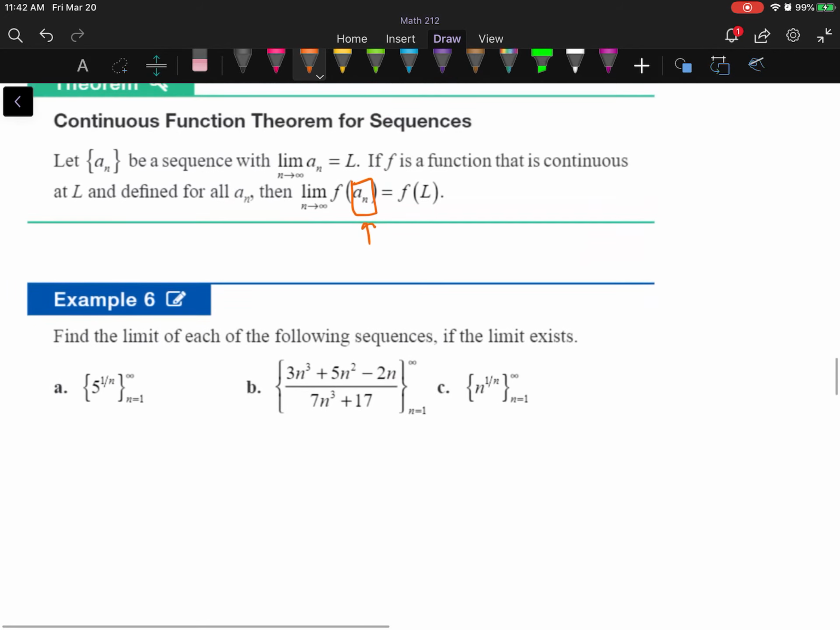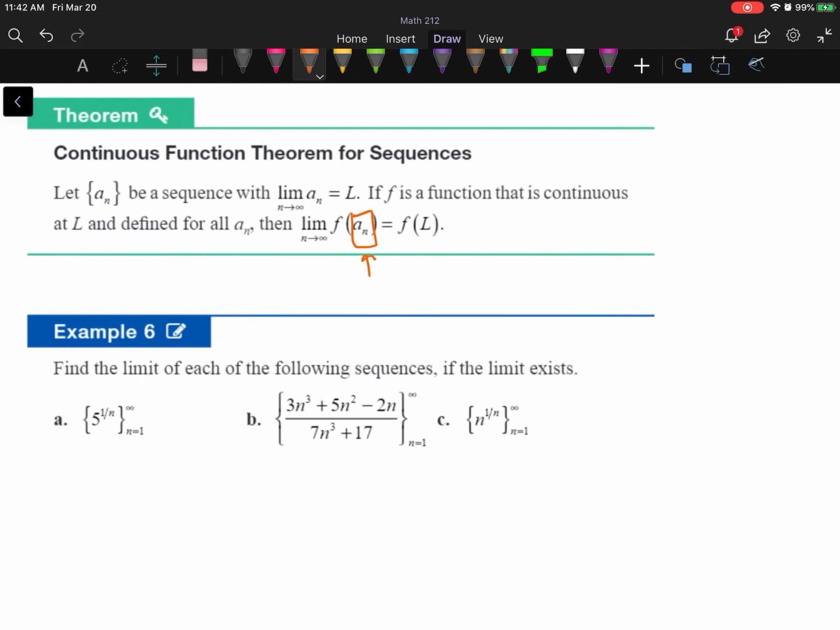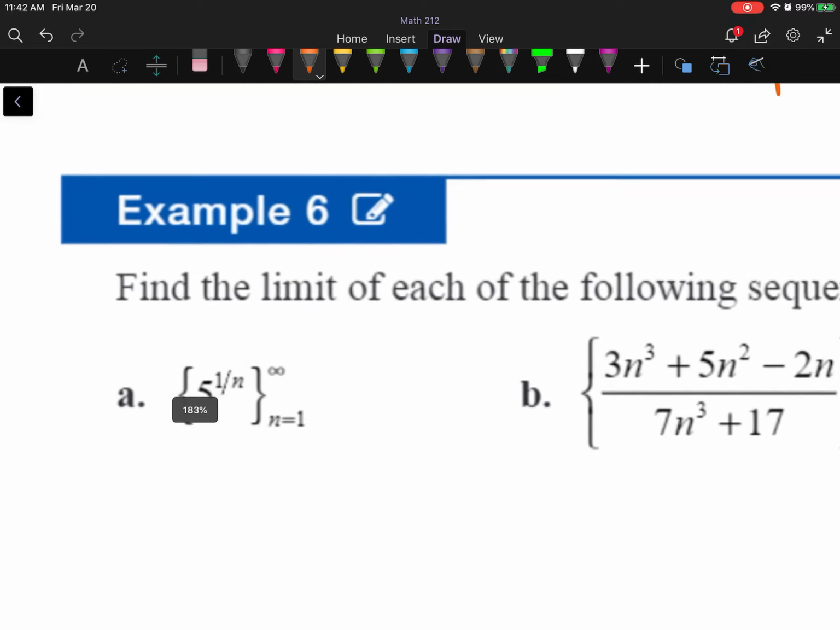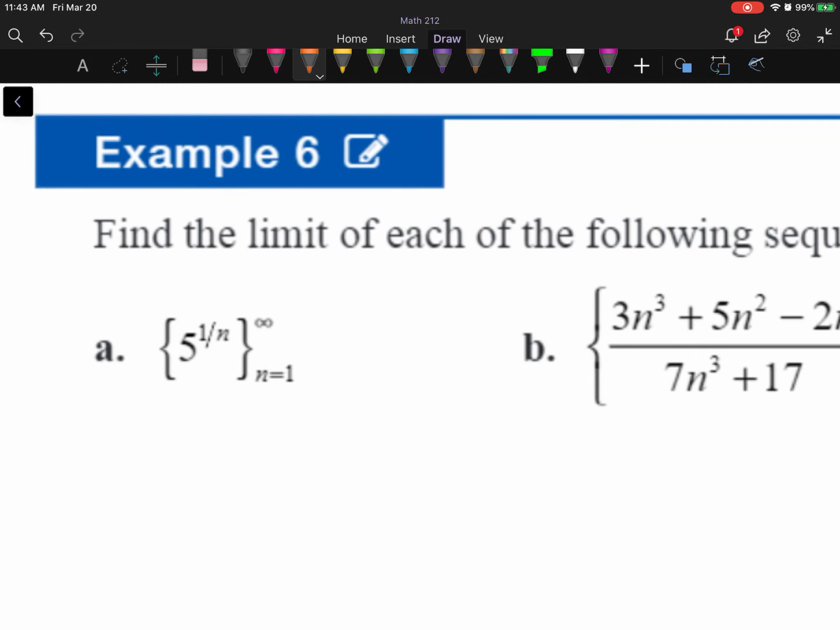This is going to be more clear probably if we look at example 6, because part A, we're going to have to use this theorem a little bit. So part A here, we have the sequence where we've got 5 to the 1 over n, going from n equals 1 to infinity. Essentially what we have here is a continuous function, 5 to the x, and inside of that continuous function is a sequence, 1 over n.